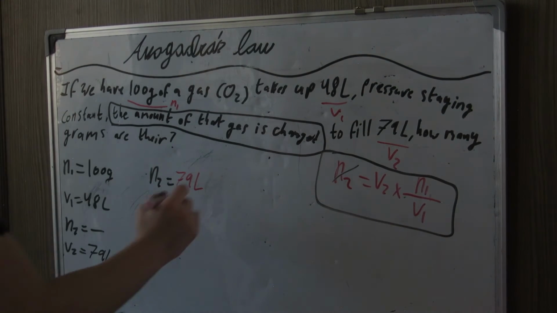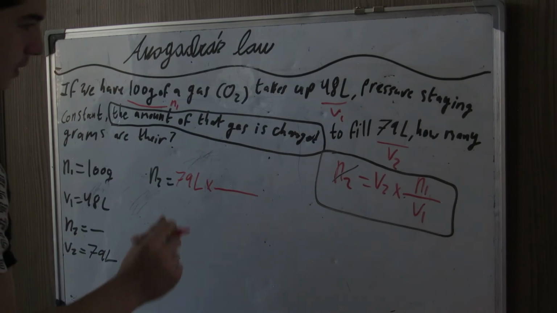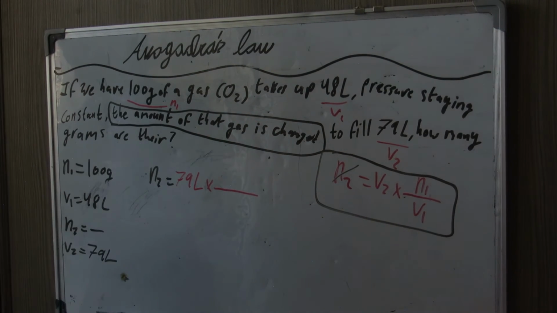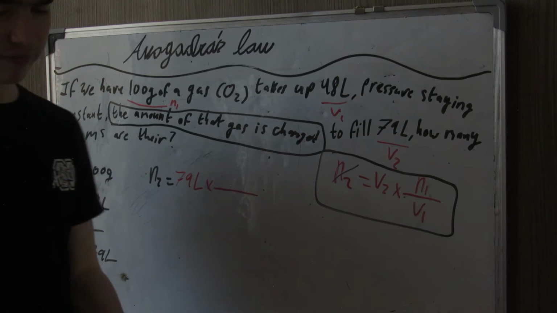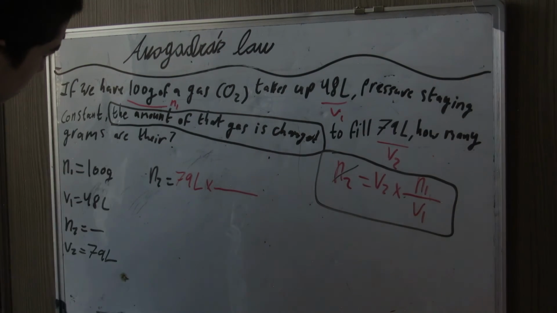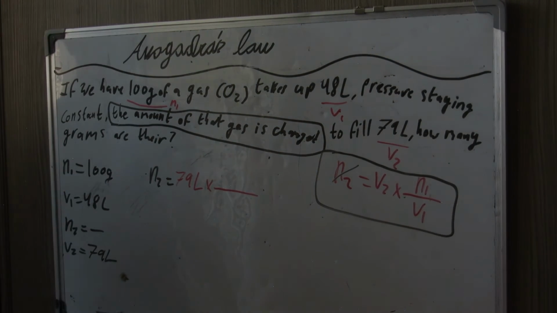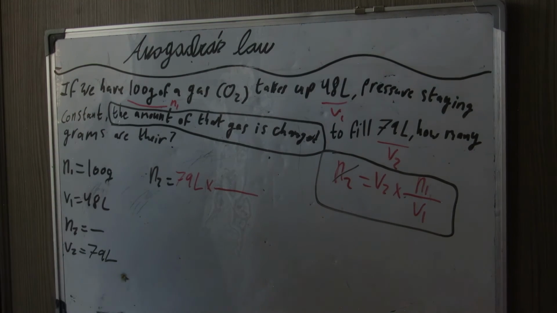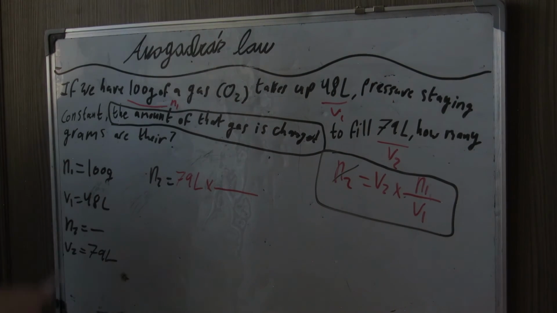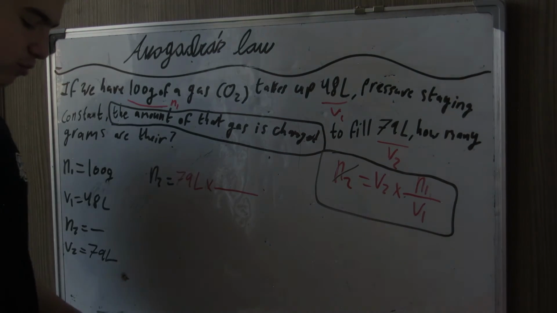Then we're going to multiply it by N1. But wait a minute, didn't we say the idea of moles? Do we have moles in here? N1 is 100 grams? No, we don't. So here it's going to talk about 100 grams of O2. Alright, so how can we get the number of moles?